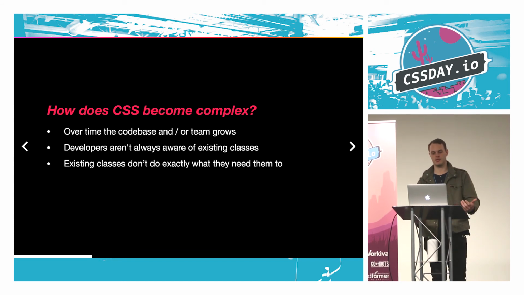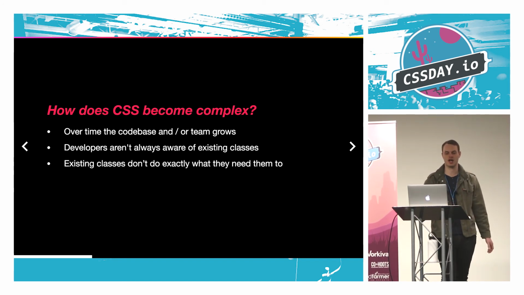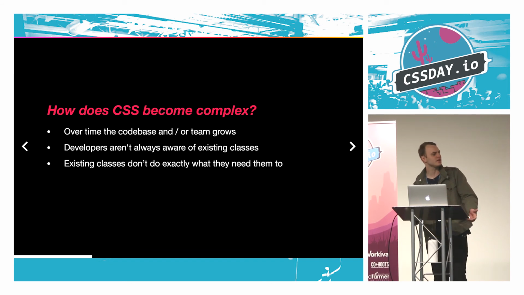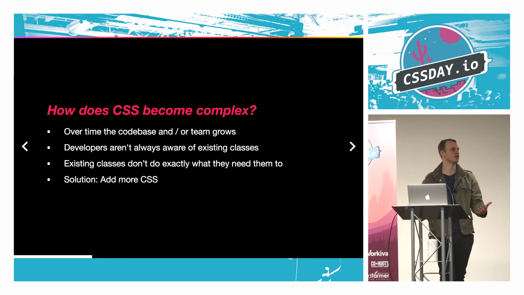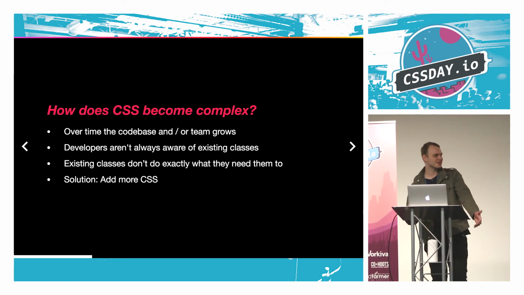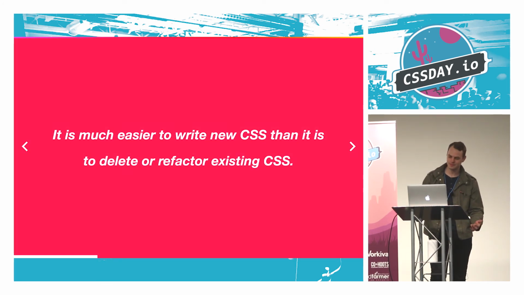Another reason why it becomes complex is because existing classes don't do exactly what we need them to do. So we either extend them or we override them or we do something to it. But at the end of the day, the solution is typically add more CSS. And so over time, this can become really nasty. So just as a general principle, I believe that it is much easier to write new CSS than it is to delete or refactor CSS. And this is what makes CSS so difficult.